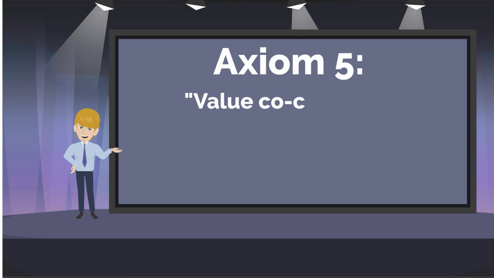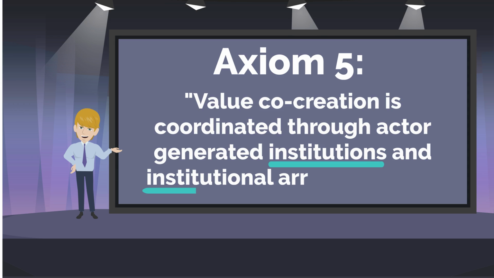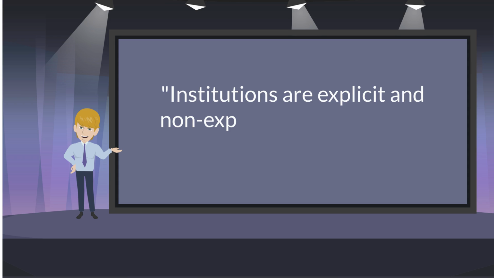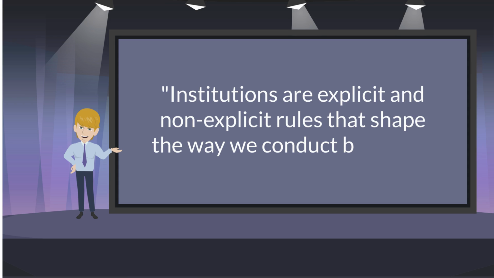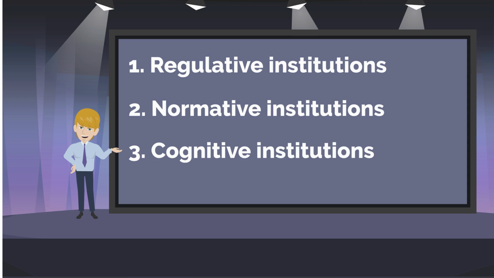Axiom 5. Value co-creation is coordinated through actor-generated institutions and institutional arrangements. Institutions are explicit and non-explicit rules that shape the way a business operates. We differentiate 3 different types of institutions: regulative institutions, normative institutions, and cognitive institutions.